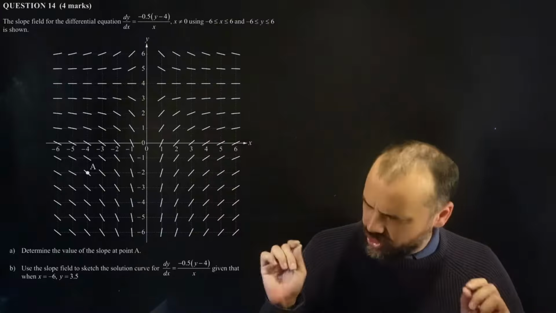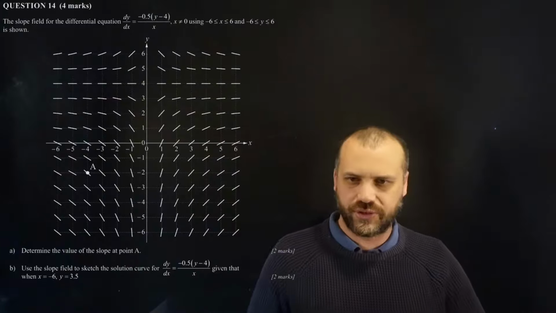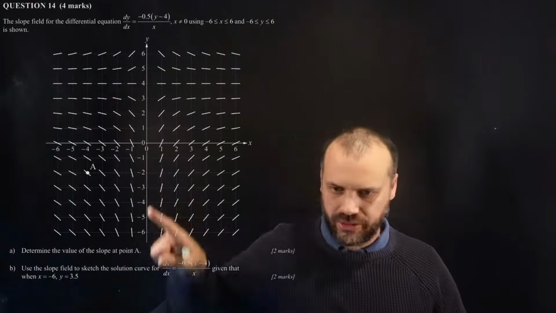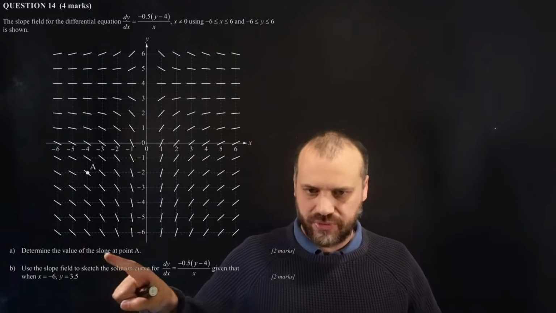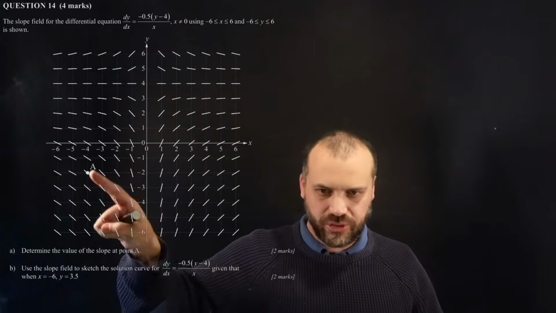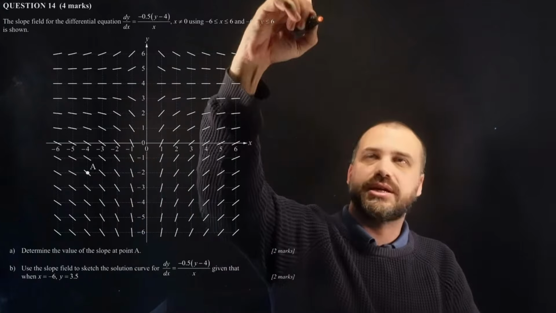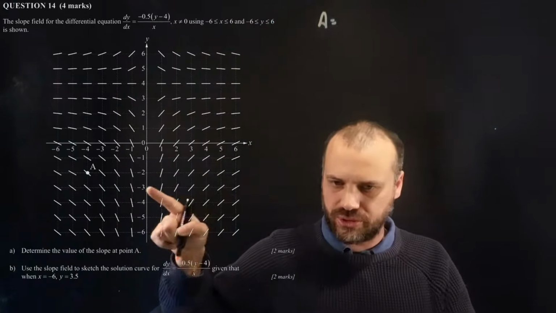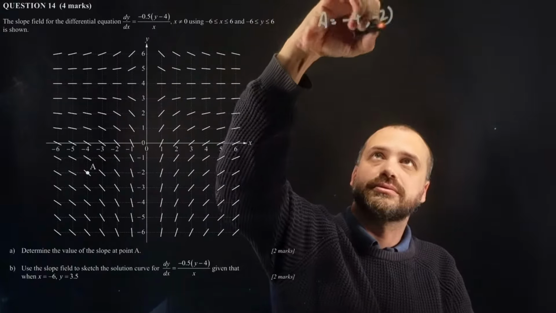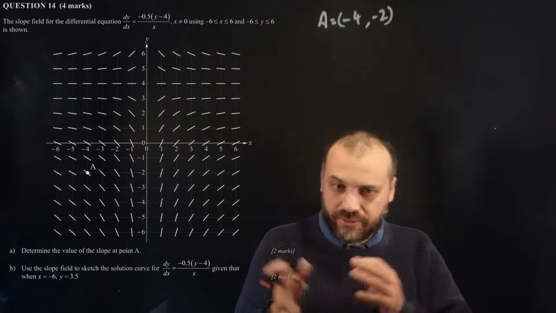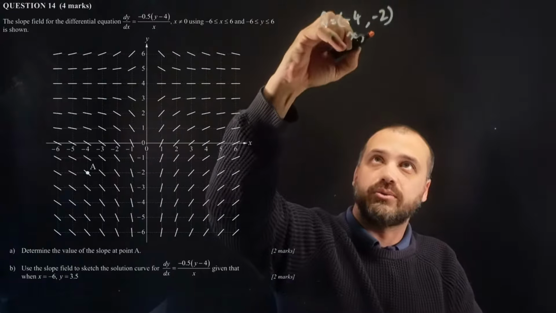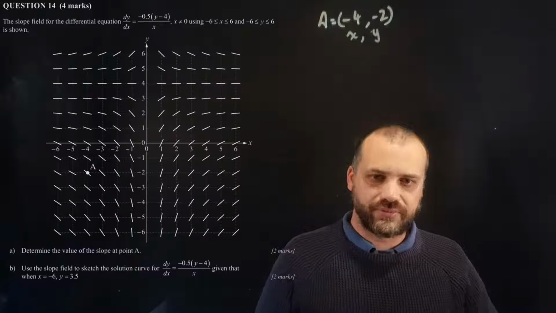A nice kind of question here, not too difficult. The slope field for this differential equation is given below, and then it says determine the value of the slope at point A. Now, this is point A, and if we look at the coordinates of point A, we can say that A is equal to -4, -2. Now, if we think in terms of coordinates, that's an x coordinate of -4 and a y coordinate of -2.